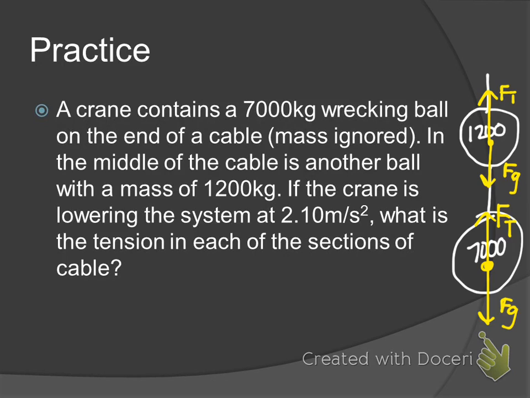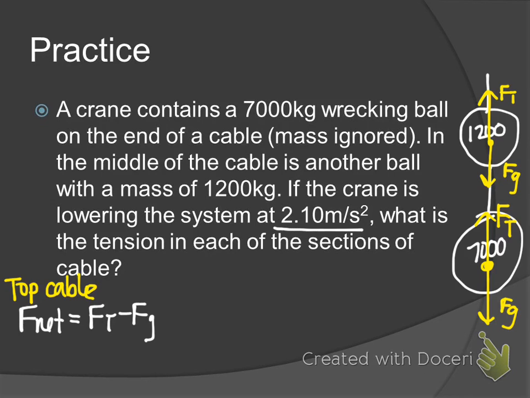Let's look at the top tension first. We're going to look at this top section of cable first. Our net force equation for this top cable is F sub T minus F sub G. Do we have any sort of acceleration of our system here? Yes. 2.1 meters per second squared. Is it going in the positive or the negative direction? Negative. It's lowering. So we need to take a negative 2.1 as our acceleration.